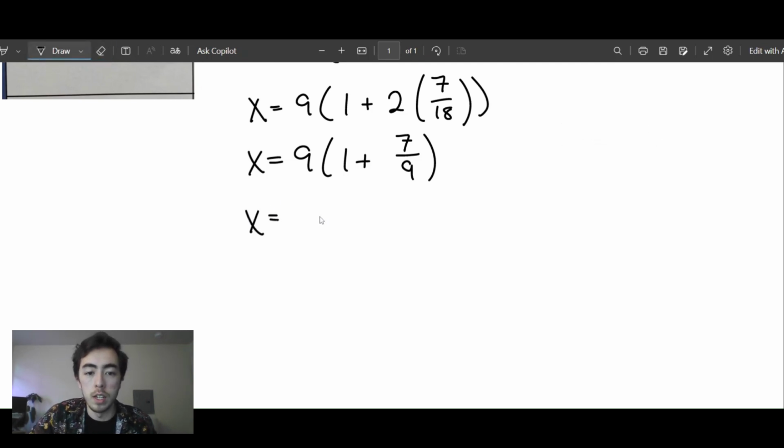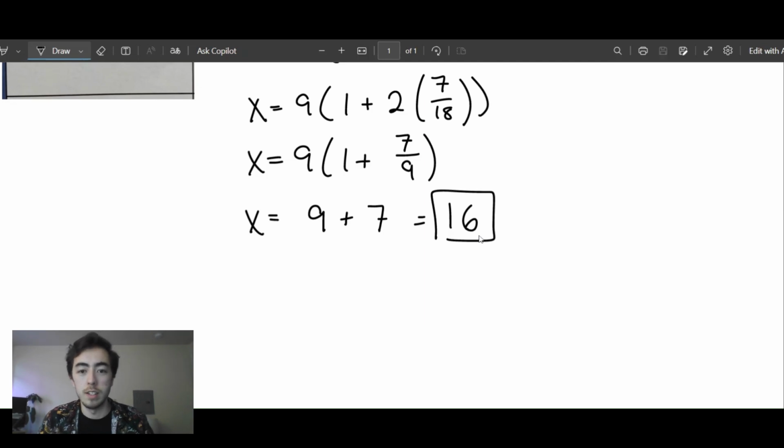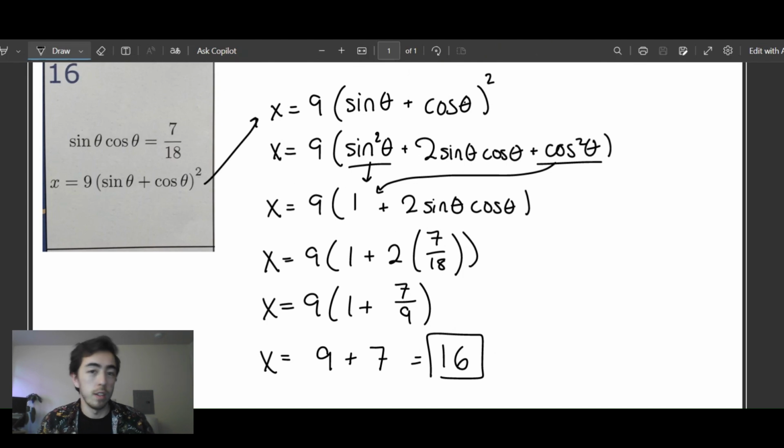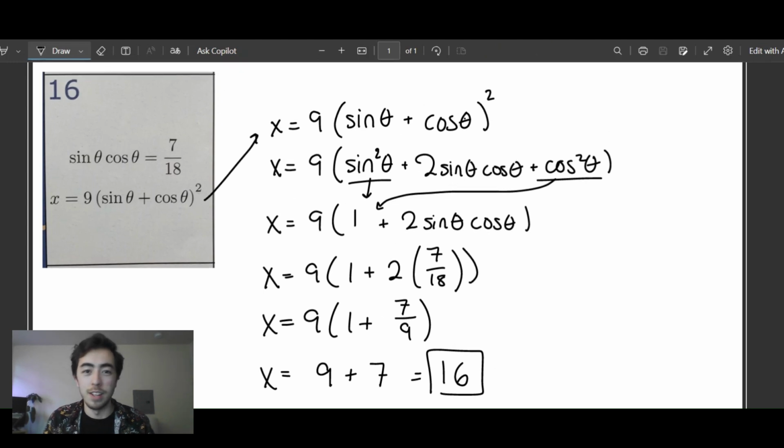I'll distribute the 9 to the 1, and then 9 times 7. Again, I could multiply the tops, but I notice that the 9 and the divide by 9 cancel. So this is just 9 plus 7, or in other words, 16, today's date. So using that Pythagorean identity, where sine squared plus cosine squared is just 1 no matter what, we can see that the answer today is 16.